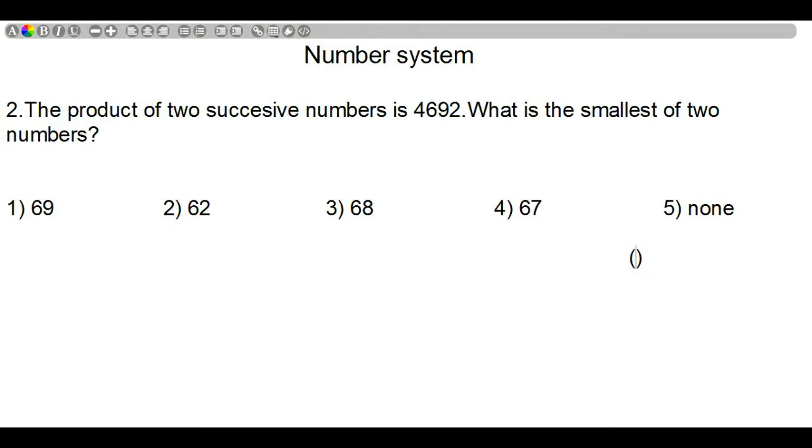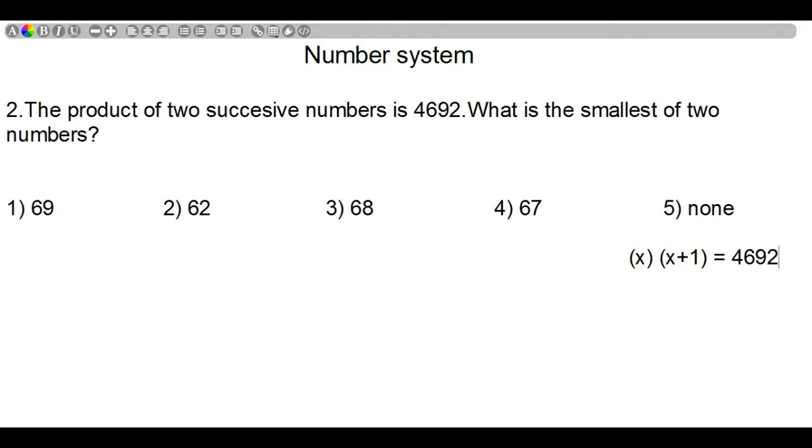What is the smaller of the 2 numbers? As given in the question, the product of these 2 numbers, that means x into x plus 1, is equal to 4692. Now here we have an equation with only one variable, that is x. So one equation in one variable can be solved.